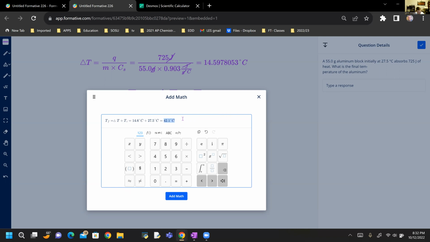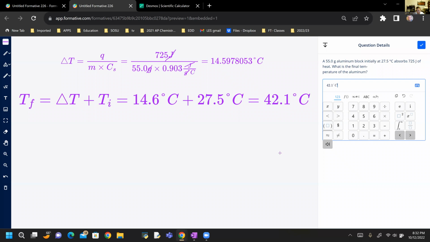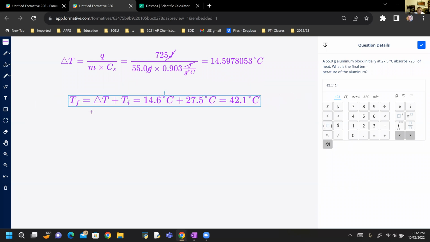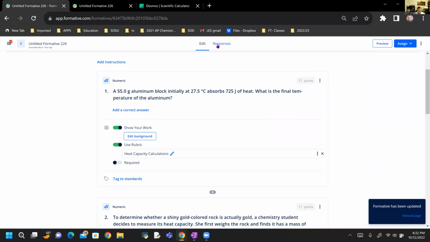So what I would do is just copy that answer, hit add math, go over to the response, and there we go. So now we have everything that we need. And when Mr. Schmidt checks our work, he goes to his handy dandy rubric and finds a response.